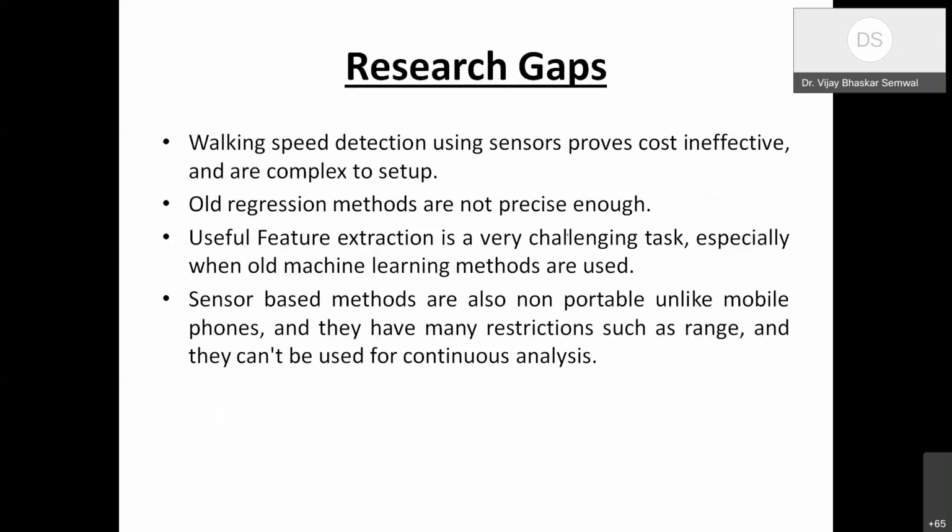Second, old regression methods are not precise enough to help us predict the further steps. The feature engineering used for feature extraction is also a very challenging task, especially with old machine learning. So people are moving toward deep learning so that it can extract better features itself. Sensor-based methods are also non-portable, unlike a mobile phone, and there are many restrictions such as range. They cannot be used for continuous analysis. So people are using devices which involve a mechanism by which we can avoid these techniques.